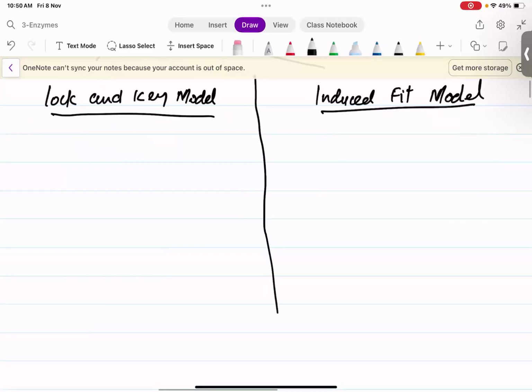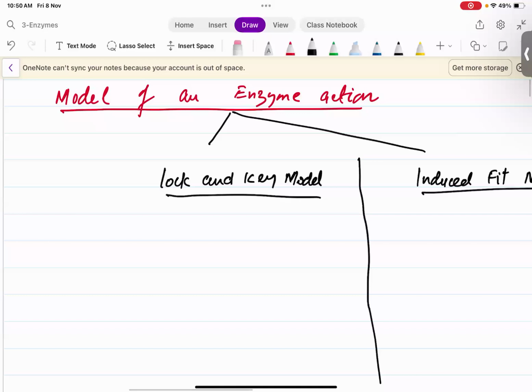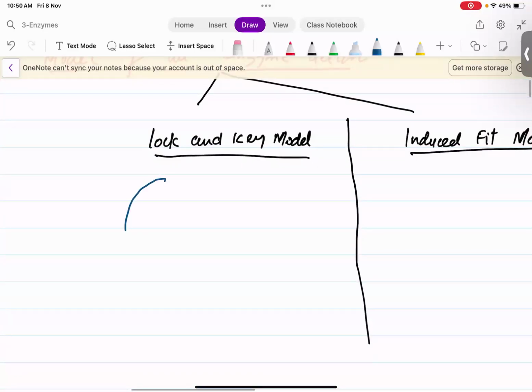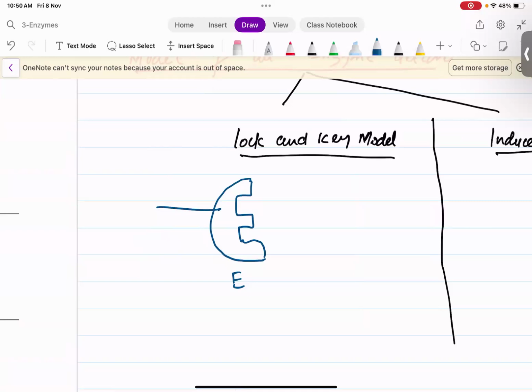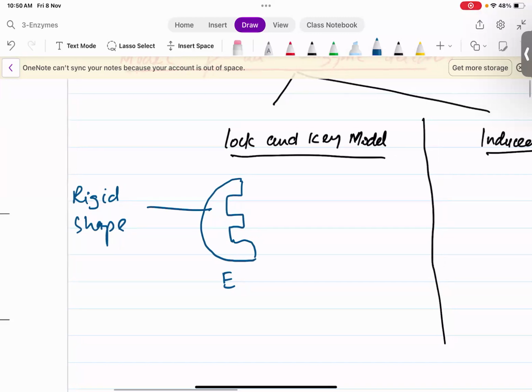According to the lock and key model, an enzyme has a 3D rigid shape. So this is an enzyme. It is obviously a 3D globular shape. It is water soluble, which we have already discussed, and it is a tertiary structure. But the shape of an enzyme is rigid. It doesn't change its shape. This is an active site, and the active site has a complementary shape to the substrate.